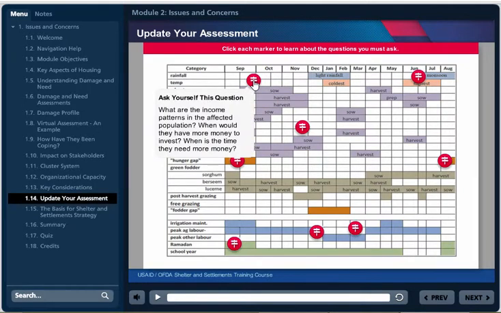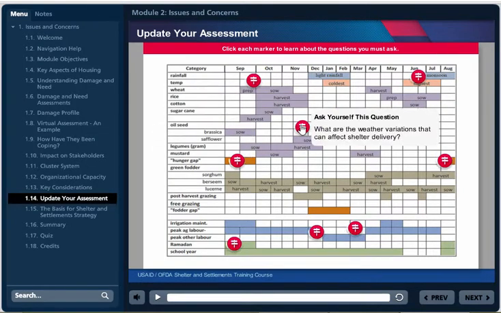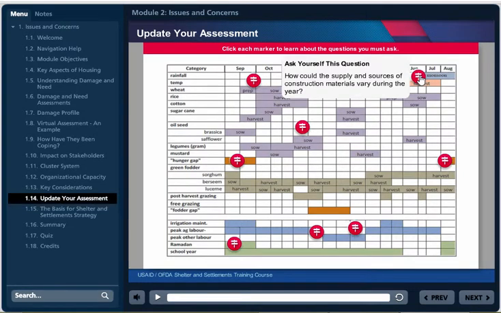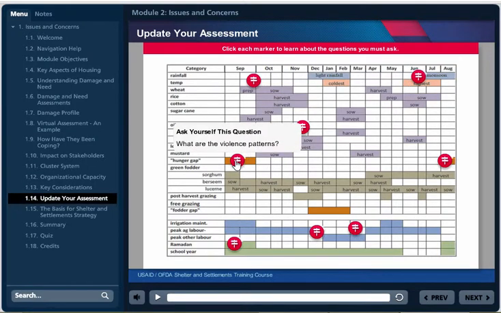What are the income patterns in the affected population? When would they have more money to invest? When is the time they need more money? What are the weather variations that can affect shelter delivery? How could the supply and sources of construction materials vary during the year? What are the violence patterns?